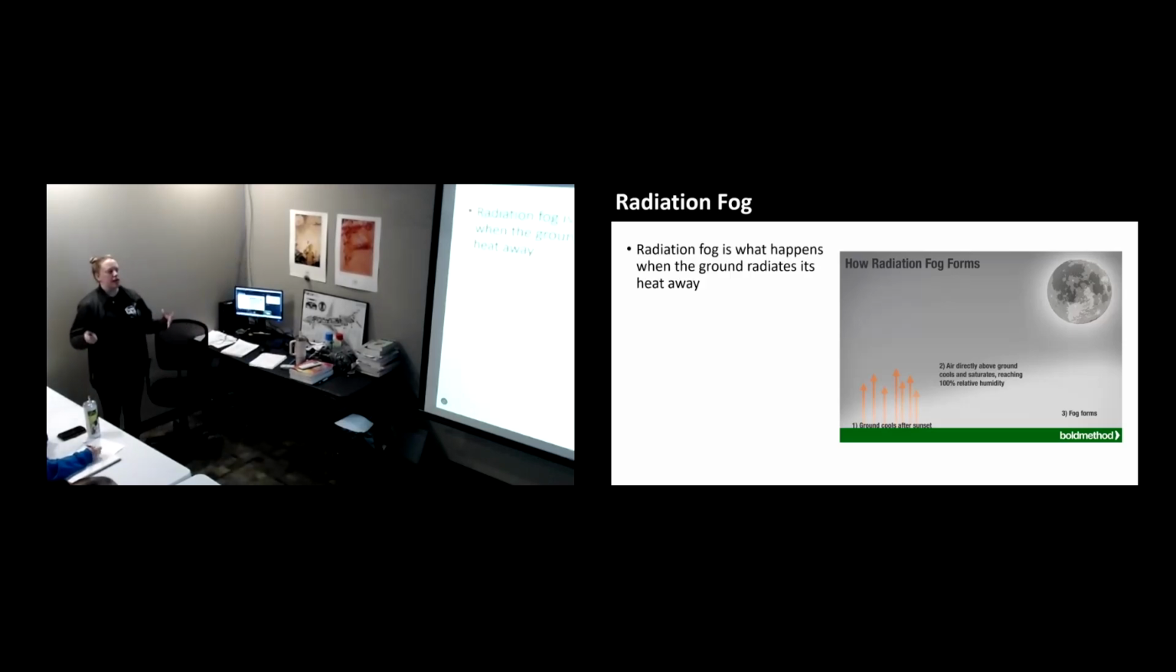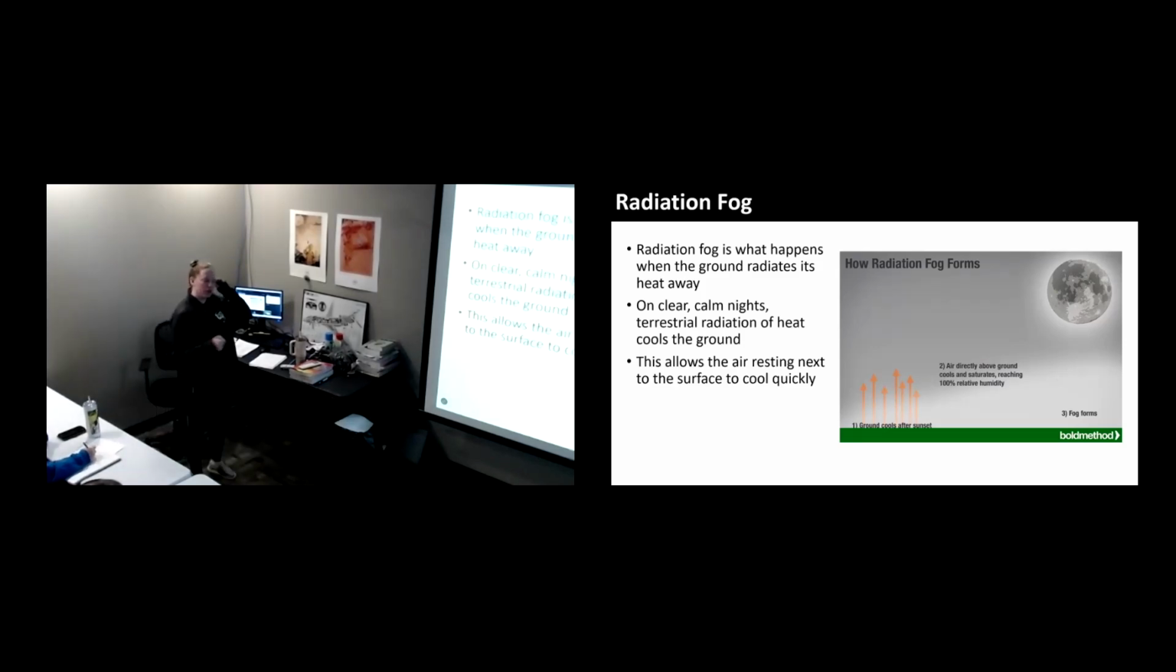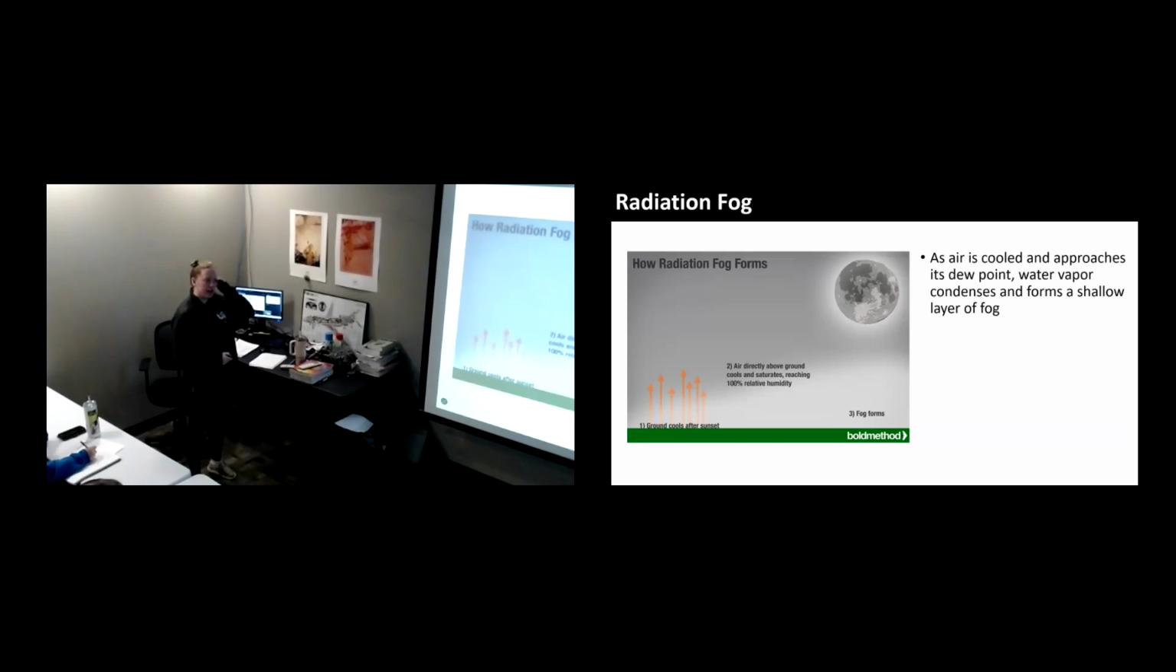Okay, the ground radiates its heat away. That's the way you're going to remember: on clear, calm nights, terrestrial radiation of the heat cools the ground. The sun's not there to keep the ground warm, right? This allows the air resting next to the surface to cool quickly. As the air cools to its dew point, the water vapor condenses and makes fog. Radiation fog is common at night and early morning hours.